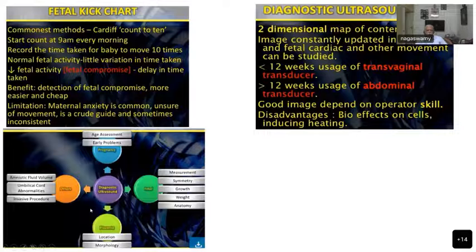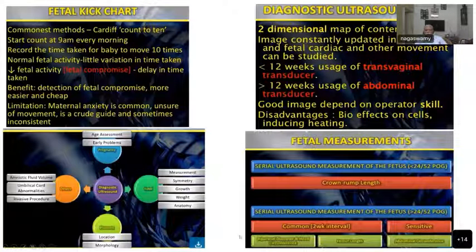That is why we normally do fetal measurements like this, with serial ultrasound measurement of the fetus: crown to rump length is the first, and then we do the biparietal diameter and head circumference, femur length, and abdominal circumference. So 4 things are measured in fetal measurement. One is the crown-rump length. The second is BPD and HC, then femur length and abdominal circumference. These 4 things will tell you whether the fetus is of normal size or whether any problem is there.